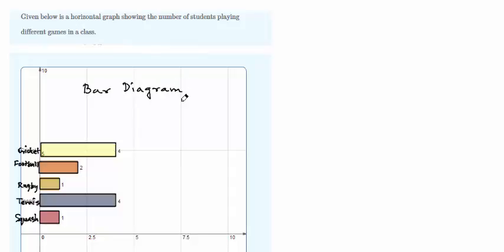or a bar graph. So you can look at the bar diagram and answer questions like how many students play cricket, how many more students, let's say, play tennis than rugby and squash combined, and so on and so forth. Let's look at another one.